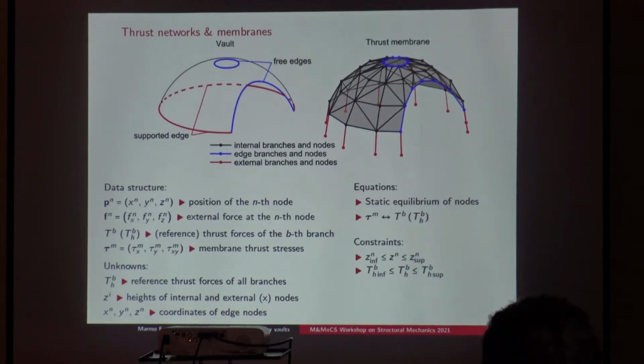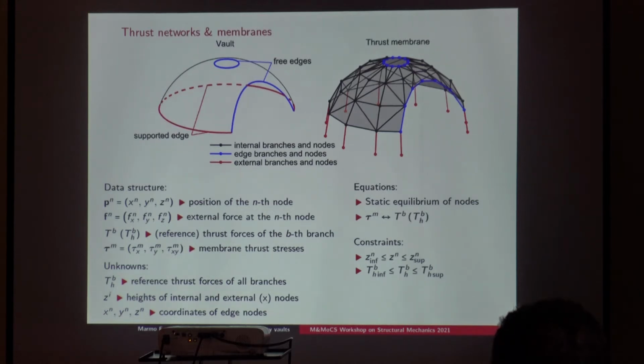Regarding the equations that we are using, since we are in the framework of the limit analysis of structures, mainly in the safe theorem, we only care about equilibrium, we don't care about compatibility, and so we are using only static equilibrium of nodes. And because we want to model also the membrane elements, we add a relationship between the membrane truss tensor and the truss forces inside the branches.